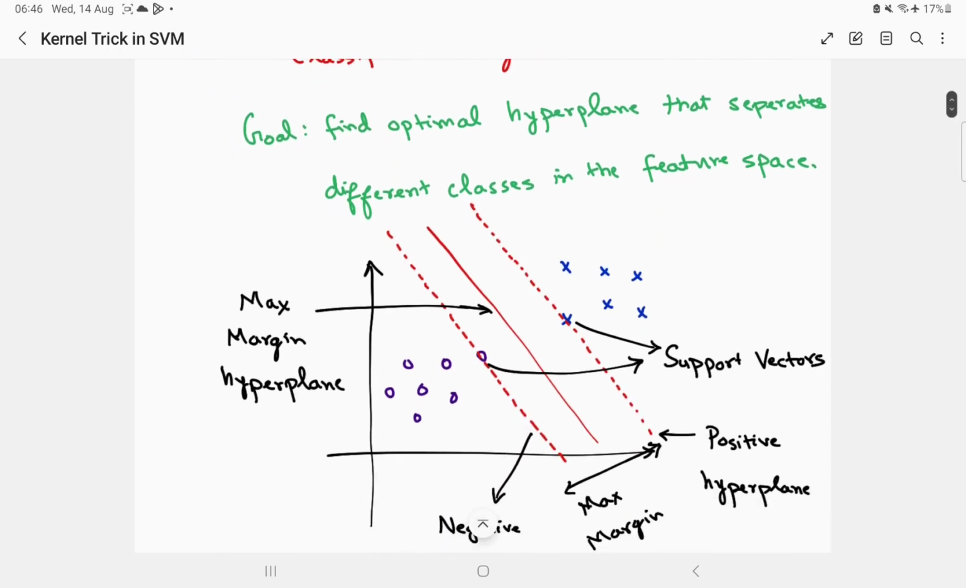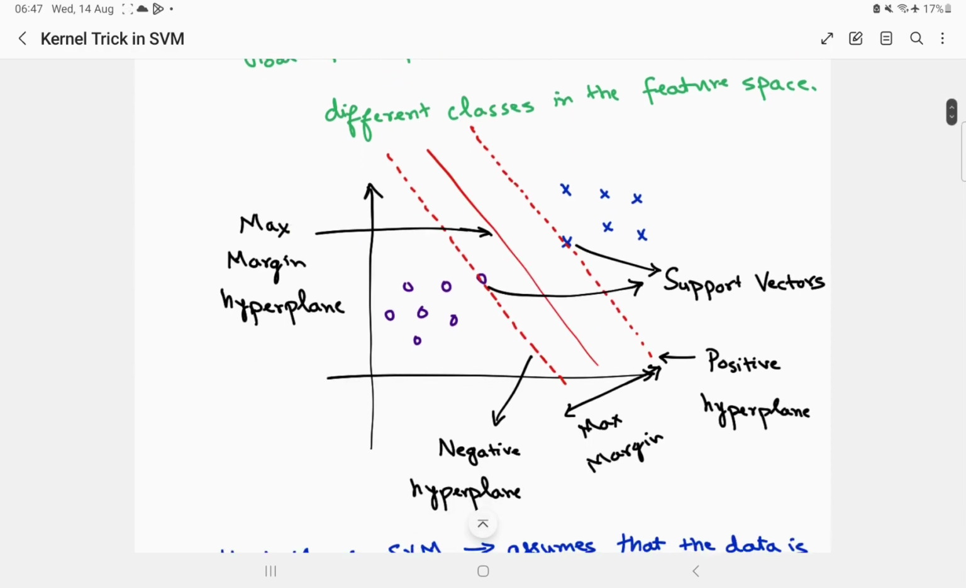The goal of SVM is to find an optimal hyperplane that separates the different classes in the feature space. If you consider a very simplistic example in two-dimensional space, this is how the figure looks. I'll just explain it. You see that these particular data points are what are called the support vectors. Say you have two classes. One is marked by the circles in purple and the other one is the cross symbol in the blue color. In this case, this is the maximum margin hyperplane that we are interested in finding when we are performing an SVM on this data.